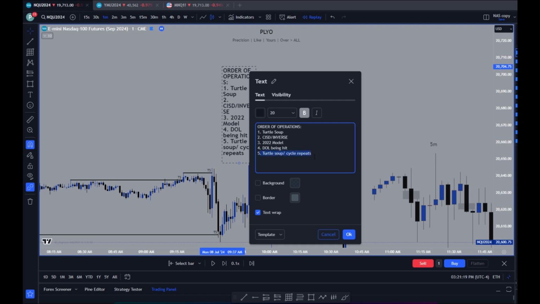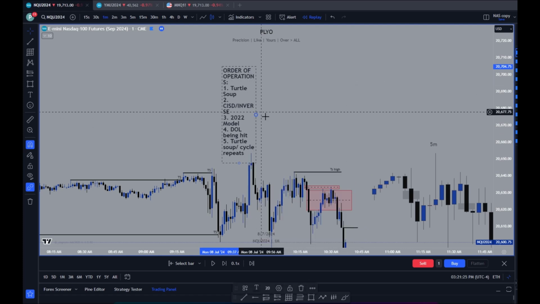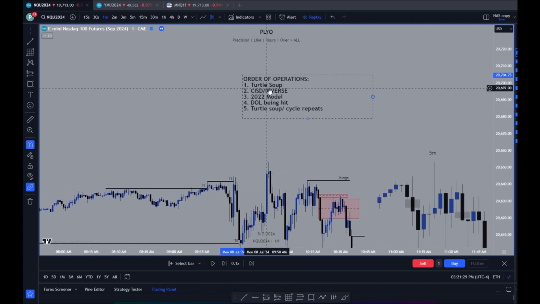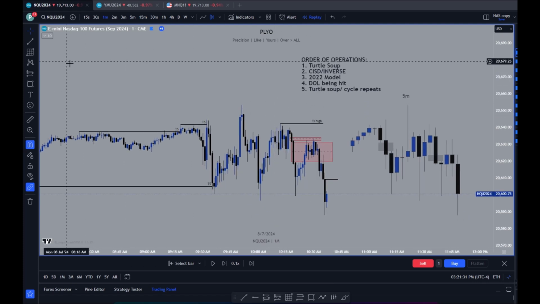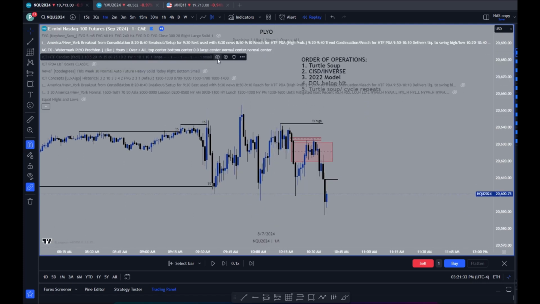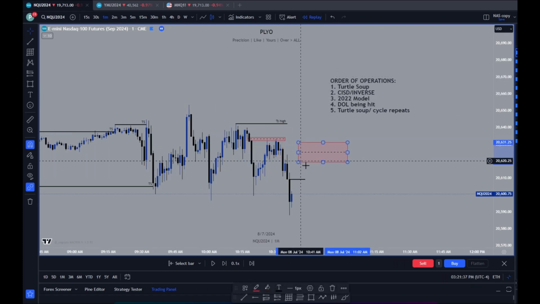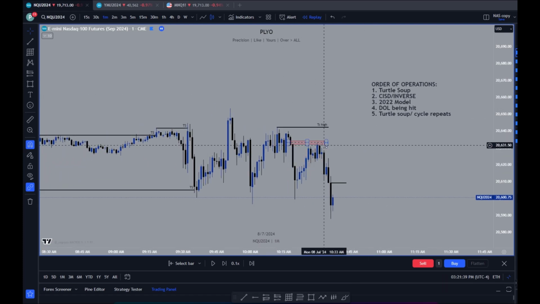If we do not get another turtle soup after the drawn liquidity has been hit, then we'll have a continuation, and that will be something we'll talk about in the next class. But this is our criteria for order of operations. And let's see if we can find that in this example. Okay, we're just going to recap what we talked about today.